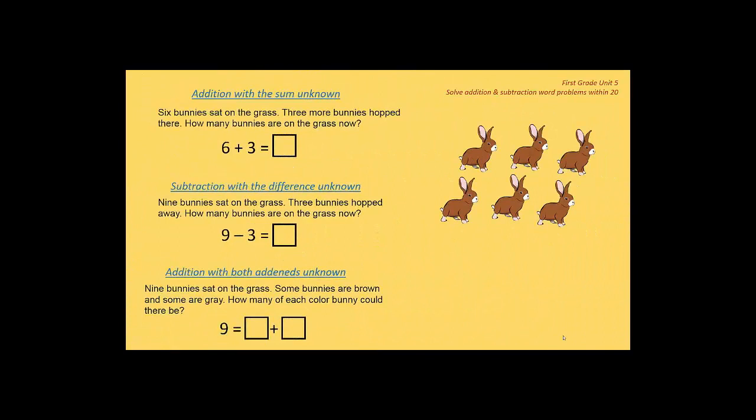In previous unit videos, we have looked at the differing addition and subtraction word problems with which first graders work. Each of these problems involve a total of 9 bunnies. The first begins with 6 bunnies and adds 3 more. The second begins with 9 bunnies and 3 hop away. The final tells us that there are 9 bunnies in all. However, there are 2 colors of bunnies. There are several solution combinations of add-ins for this situation.